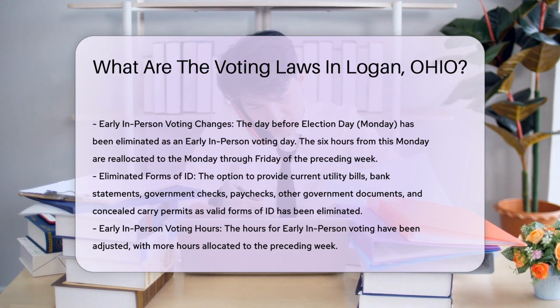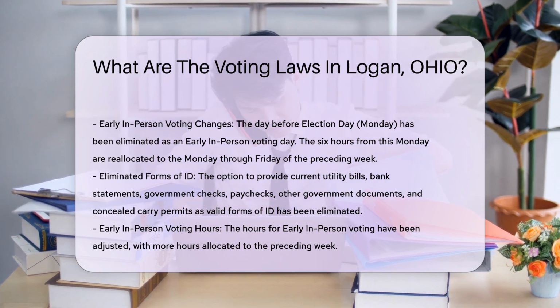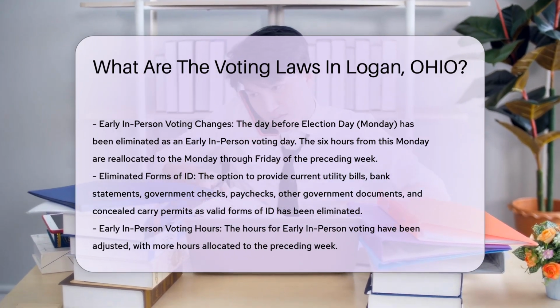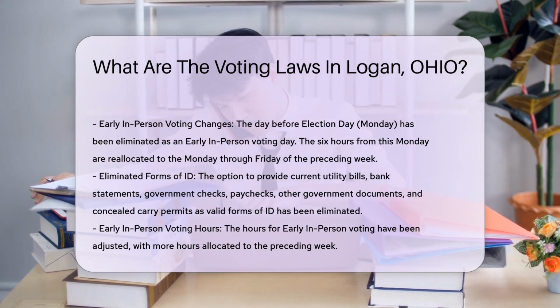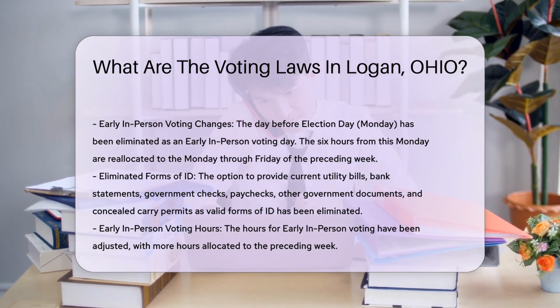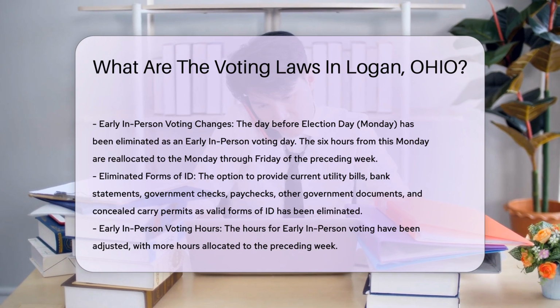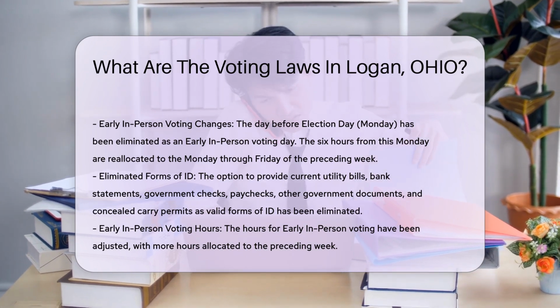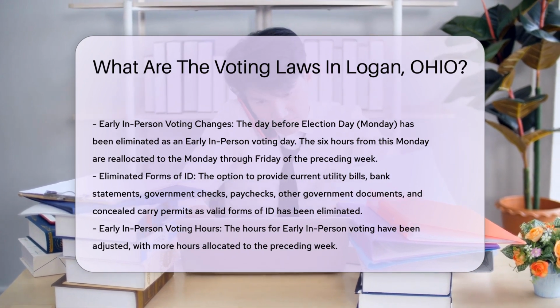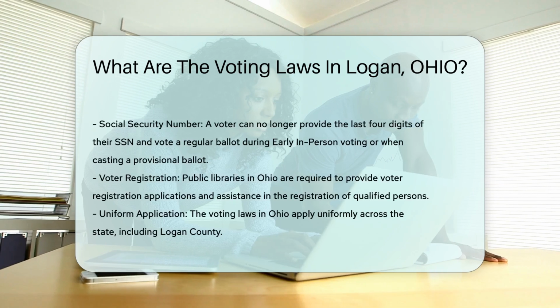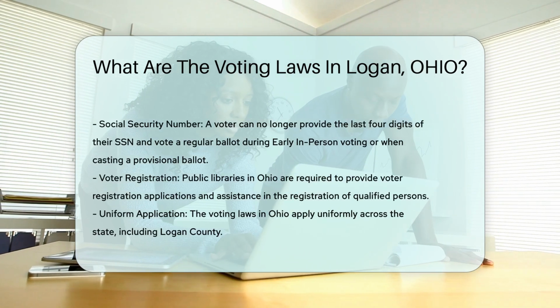Provisional ballot requirements. Voters casting a provisional ballot must provide a valid form of photo ID. If the photo ID is an Ohio driver's license or state ID, the voter must write the number on the provisional envelope as well. If a voter does not have or cannot provide a photo ID, they must appear at the Board of Elections by the fourth day after Election Day to show a photo ID, or the provisional ballot will be rejected.